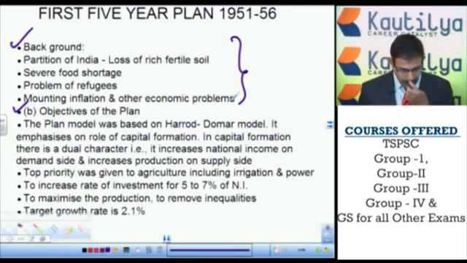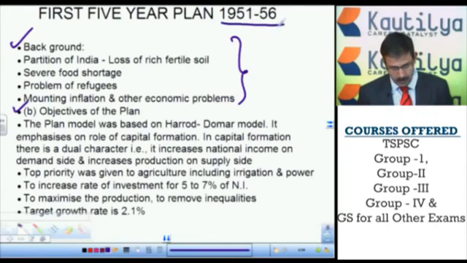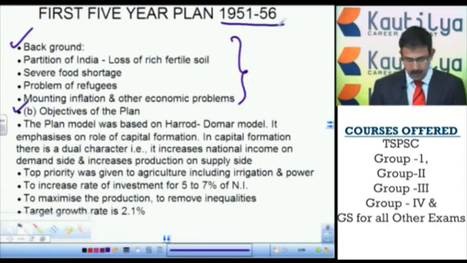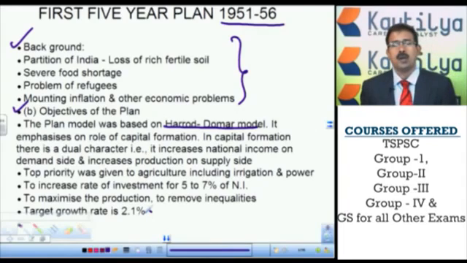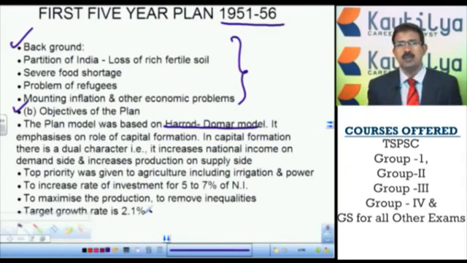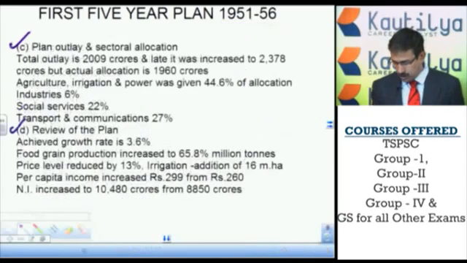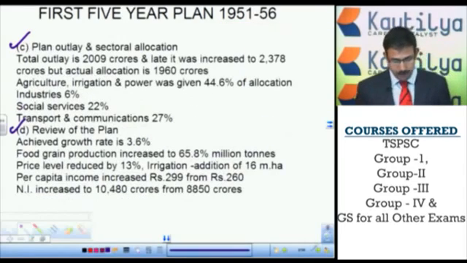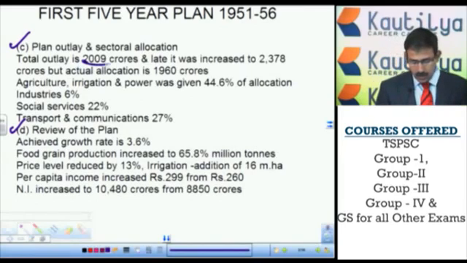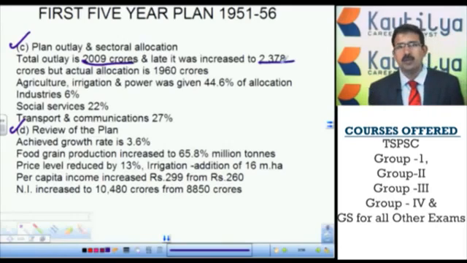So likewise, the plan was started in 1951, and the duration is up to 1956, and the plan emphasized the important objectives, with agriculture as the top priority. Then it is based on the Harrod-Domar model. The targeted growth rate is 2.1, a humble and conservative target we have put up, because that is the first plan with which we have started. Then the plan outlay, total outlay allocated was 2009 crores and increased to 2378.